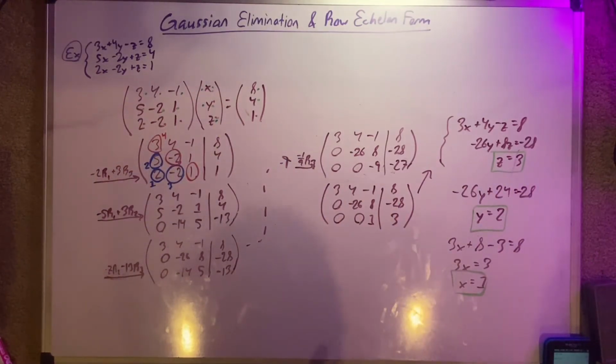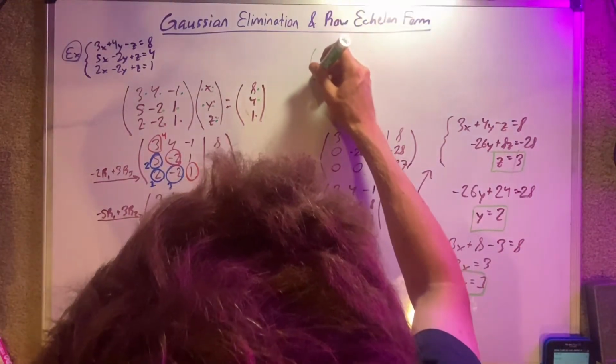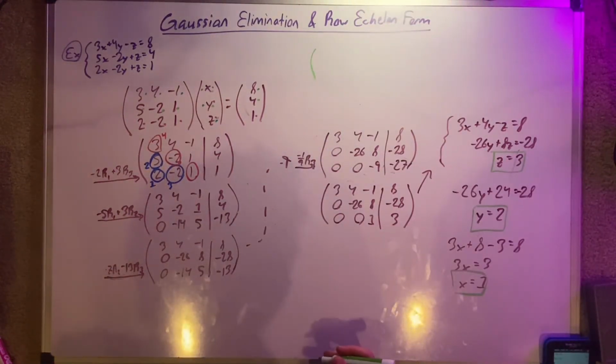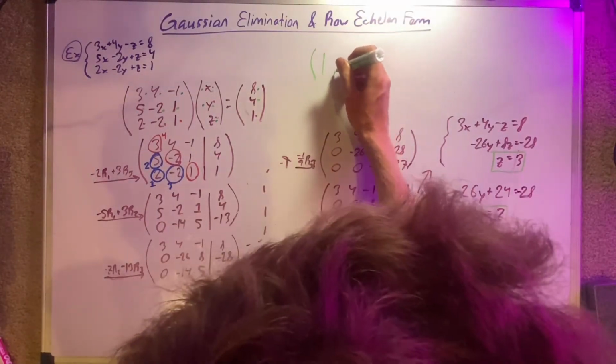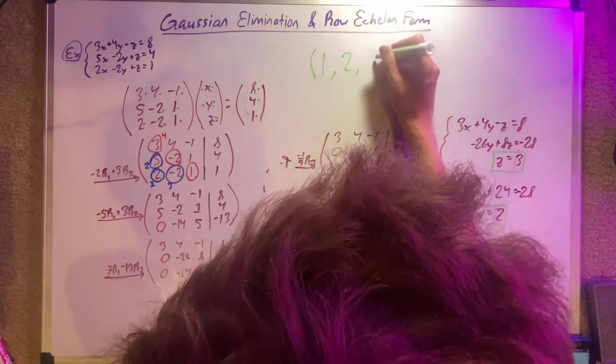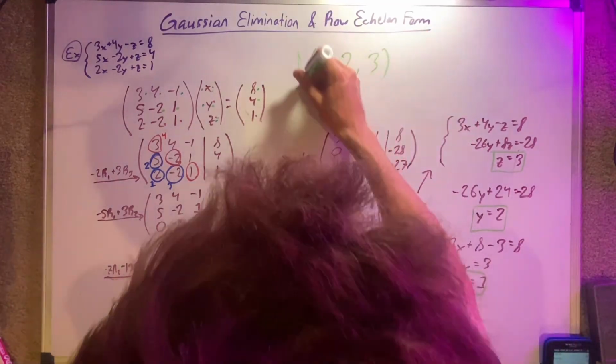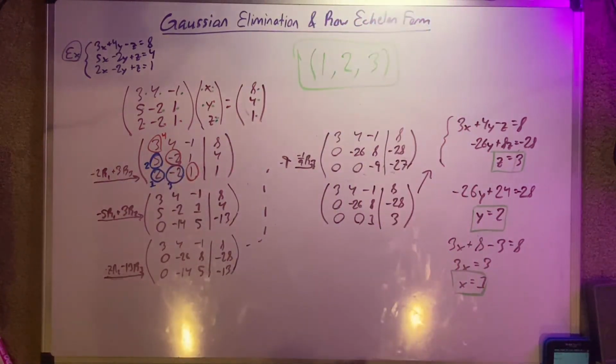So if we were to write our answer for this, we would write it in coordinate form, because we're not going to say x equals 1, y equals 2, and z equals 3. We're going to write it in coordinate form, in alphabetical order. So x, comma, y, comma, z. This is our answer. Oh my god, I didn't mess up.